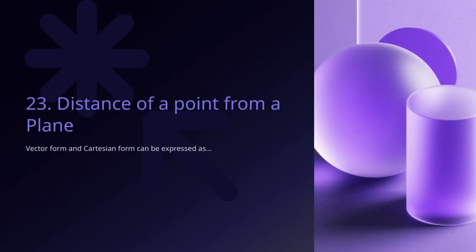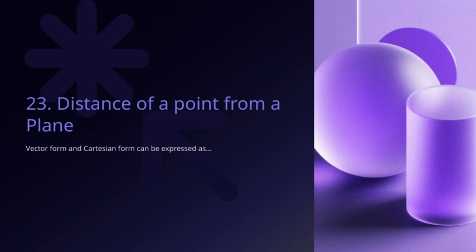Now, let's look at how vector form and Cartesian form can be expressed. These are powerful tools for representing lines, planes, and other geometric entities in a clear and precise way. Understanding these forms helps us manipulate and analyze geometric problems more effectively.